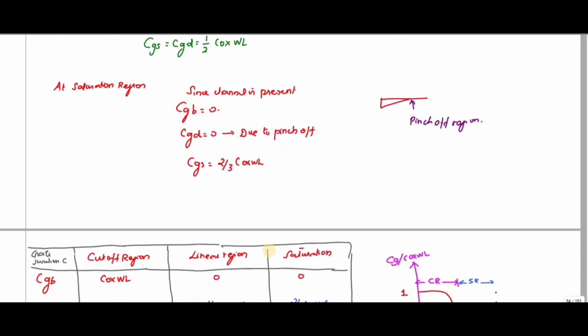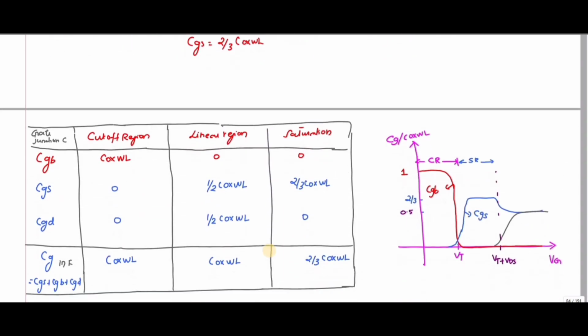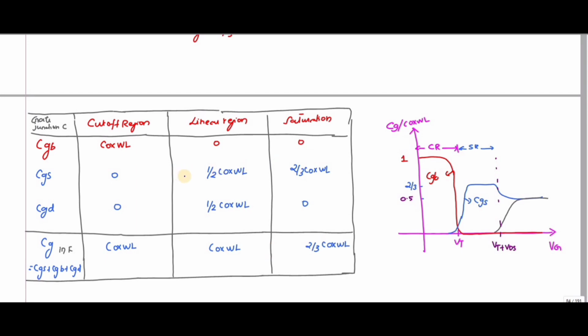If I plot the table, this is the gate junction capacitance. So I can write it as CGB, CGS, and CGD. What is CG? CG is equal to the addition of these three values. At the cutoff region, only gate to bulk capacitance is present. That value is Cox WL, and the rest of the values are 0. So my total gate capacitance CG is Cox WL.